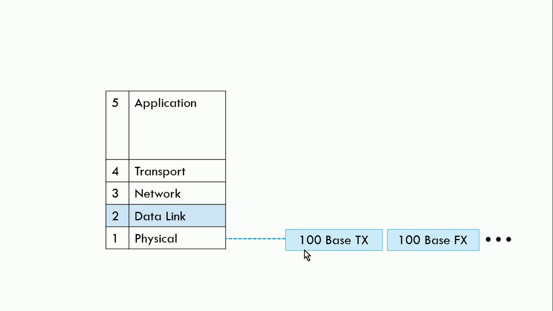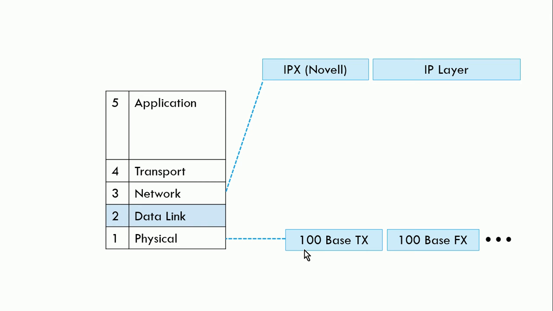So the data link layer, let me jump up to the network layer. So there are two protocols really that are common at the network layer.